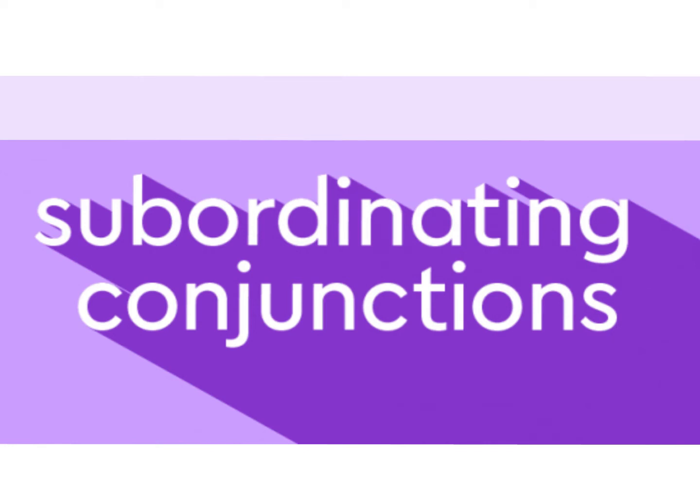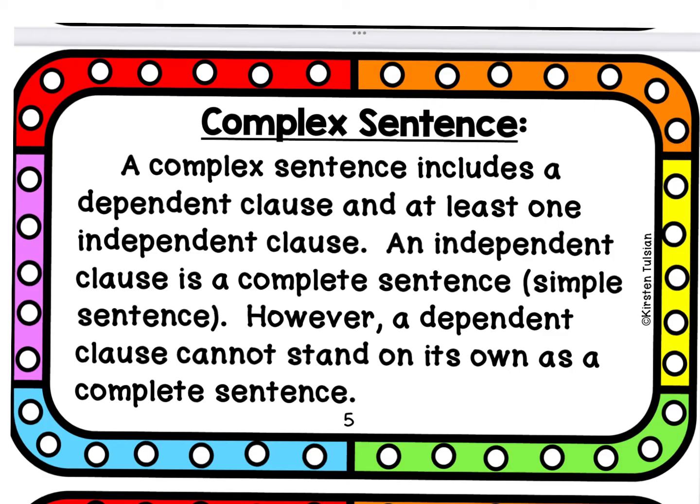Hi boys and girls, today we're going to talk about what subordinating conjunctions are. You will find subordinating conjunctions in a complex sentence. Let's review what a complex sentence is. A complex sentence includes a dependent clause and at least one independent clause.